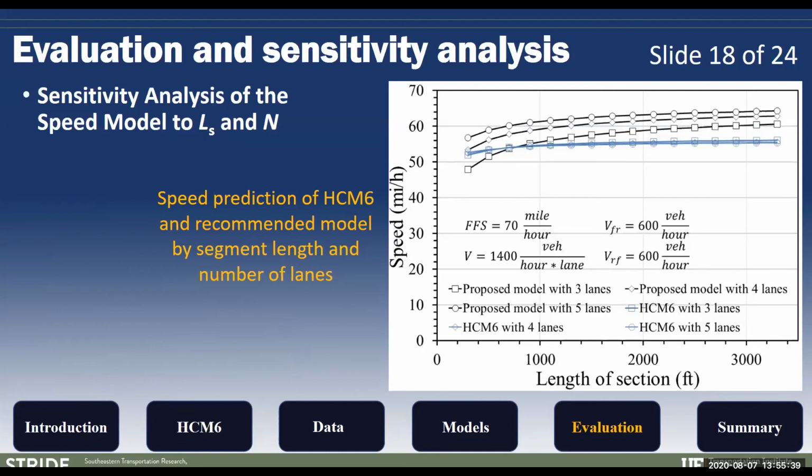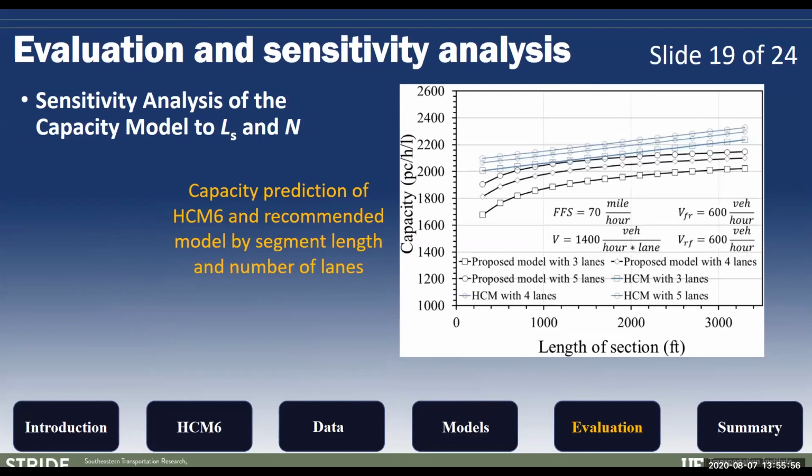And of course, they also are sensitive to the number of lanes, with the higher number of lanes having the higher speed. Just notice, by the way, that the amount of loading on the network is still the same, 1,400 vehicles per hour per lane.